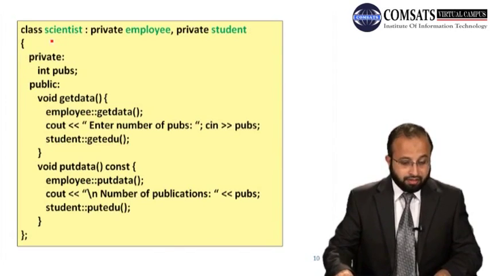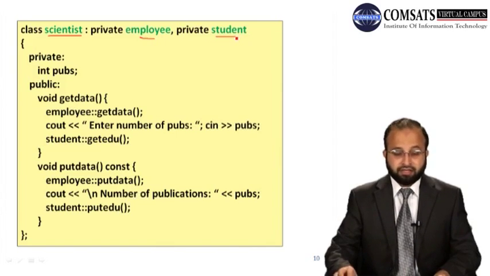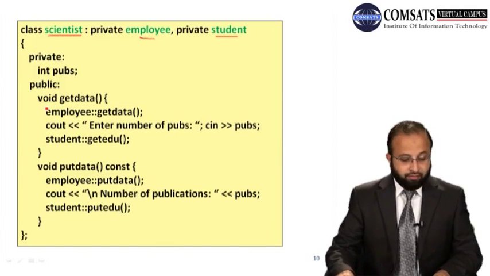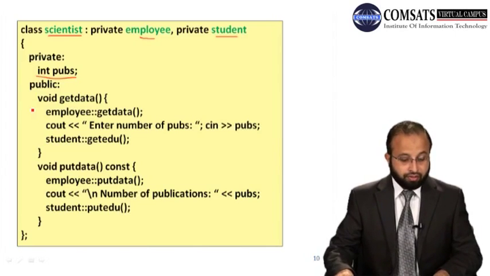Now this is a scientist class, ठीक है। इसमें प्राइवेट डाटा मेंबर जो है that is inherited from the employee class and student class, and the type of inheritance here is private, ठीक है। Here we are doing the same thing. The only private data member of scientist is the publication. So we are doing the same thing.